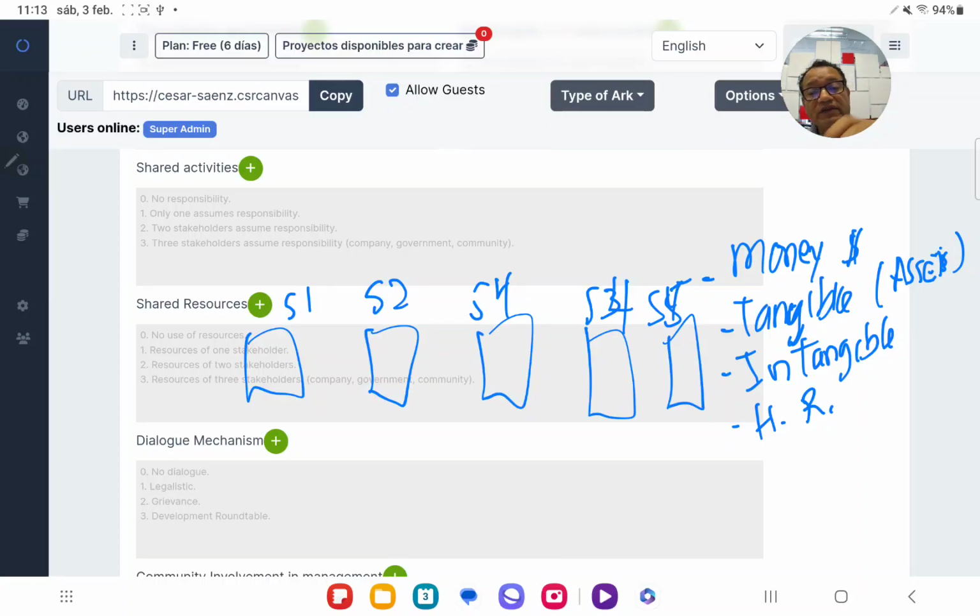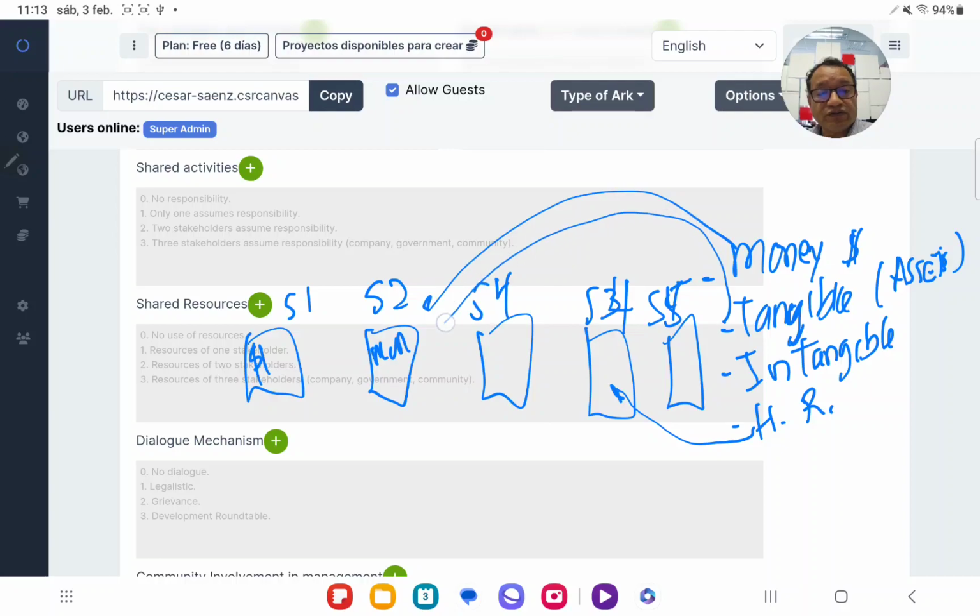Okay, so maybe the company usually contributes with money. Maybe communities participate with human resources. Maybe the municipality participates with money and with tangible resources. So you have to know what resources are going to be shared by the stakeholders.